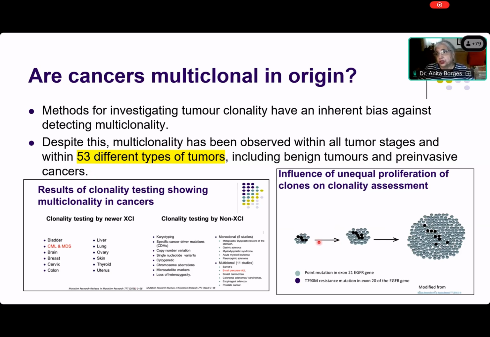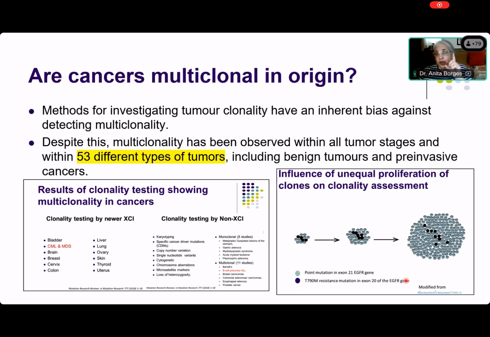This is how you can understand it. Say you have two clones in a tumor. That means there are two sets of progenitors, meaning cells that became precancerous, or were the initiators, or could initiate a tumor. I've just given you an example here. The gray one is a point mutation in exon 21 of the EGFR gene, which is a very common mutation in the EGFR gene. Then you have another clone, the black one, which is the T790M resistance mutation in exon 20 of the EGFR gene.